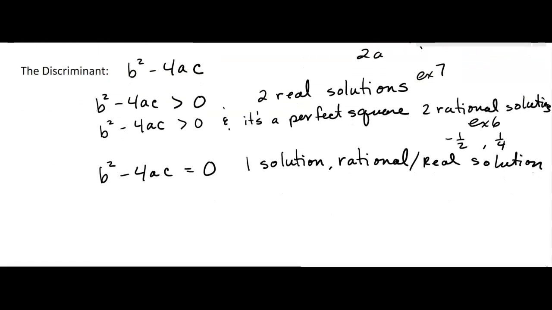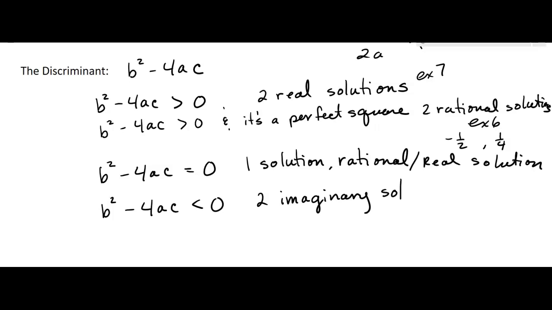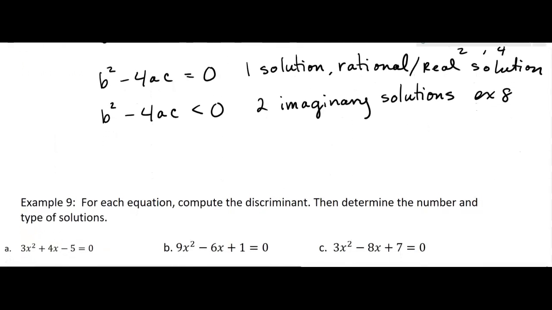All right. And then finally, if the b squared minus 4ac, the discriminant, is less than 0, we're going to get two imaginary solutions. Or sometimes they'll say not real. Two not real solutions. And that was like in our example 8, where we had the i. Okay? All right, so that's the discriminant. It tells us about the solutions.